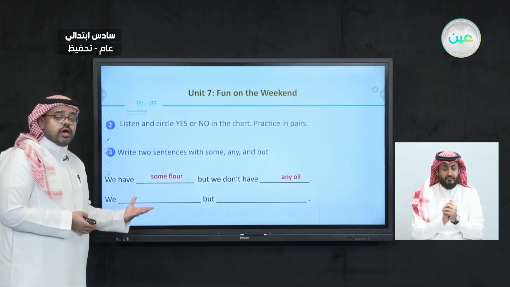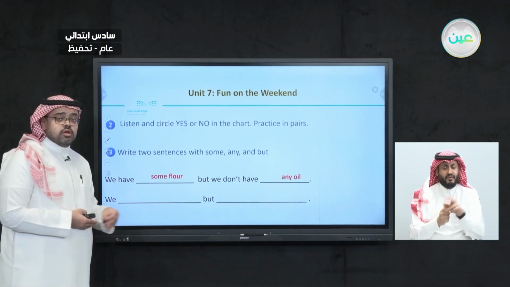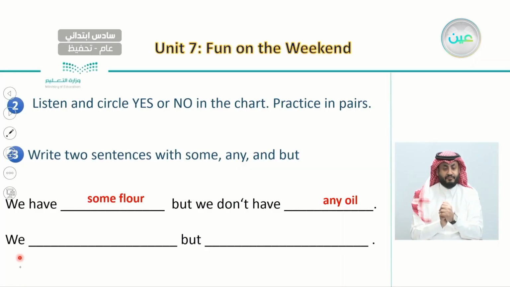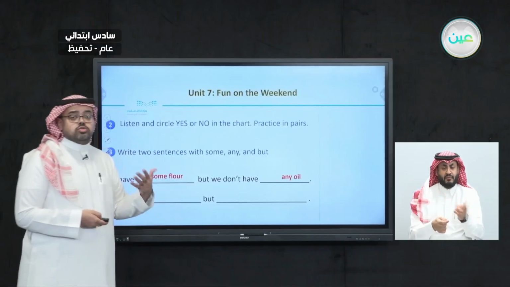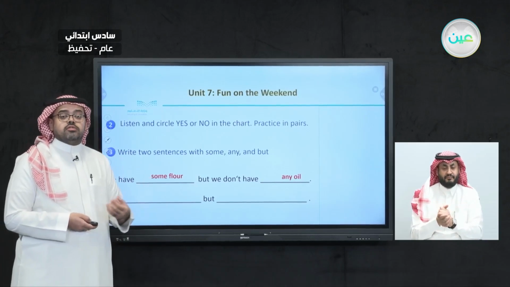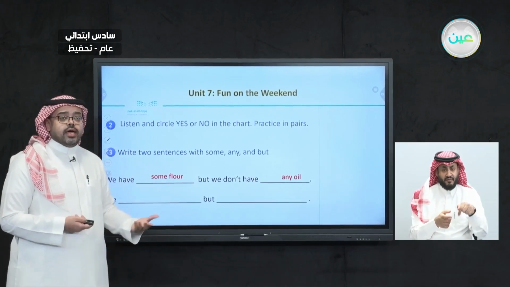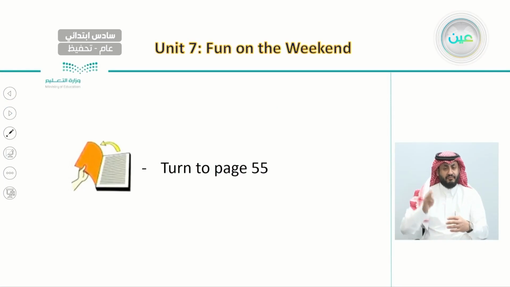So just write sentences similar to this. They should start with we have, to mention the things that you have, and with but to mention the things that you don't have. Try this and practice it to write down more sentences about the things that you have and you don't have. And now I would like you please to turn to page 55.